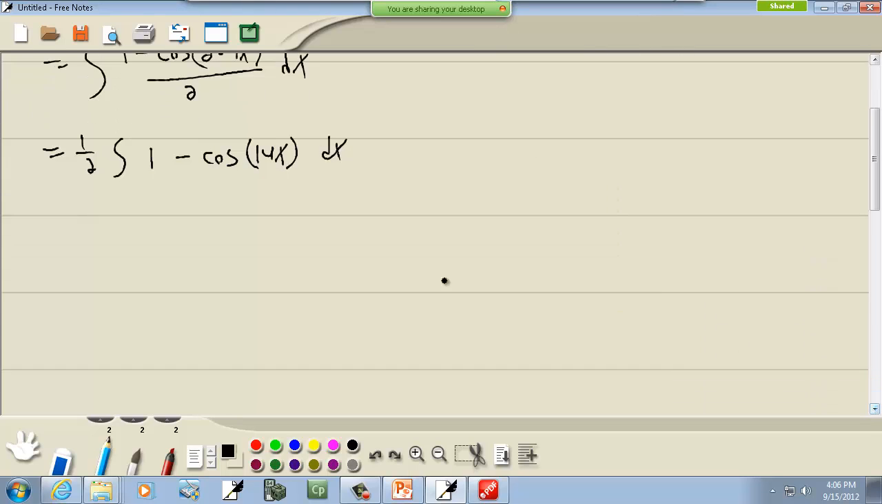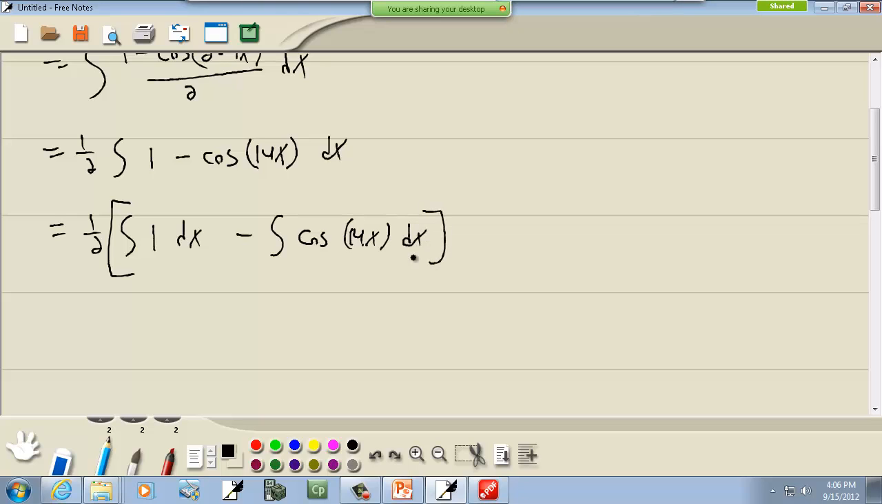Well, if I split these into separate integrals, 1/2 times all of them. So we have the integral of 1 dx minus the integral of cosine 14x dx. Well, the integral of 1 is x minus, here we're going to do a u substitution. So we let u equal 14x. du would be 14 dx. So that means we need 14 inside, and we offset it with a 1 over 14 out in front. Like this.